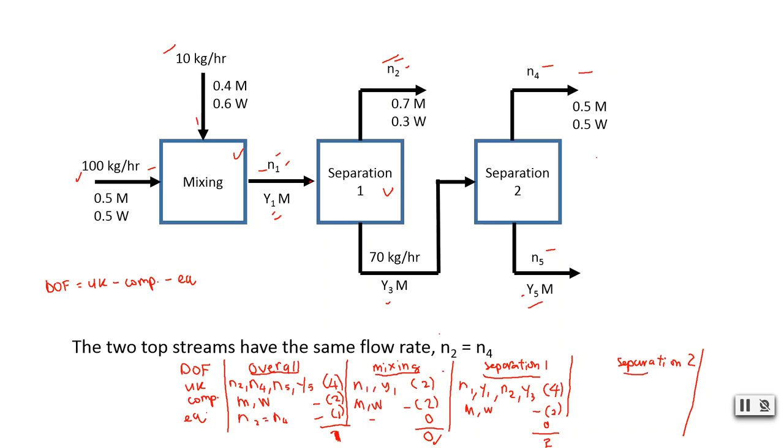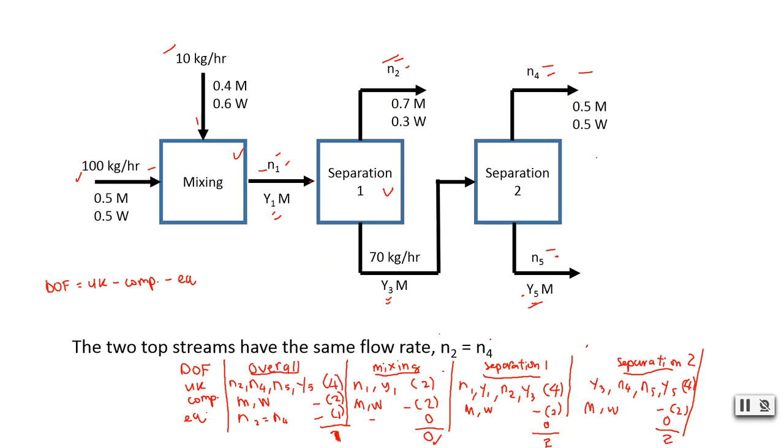What about separation 2? How many unknowns? We have Y3, we have N4, N5, and Y5. So we have 4. And the number of components, we have methanol and water, which is 2 minus 2, and we don't have any other equation. So here also we get 2 DOF.